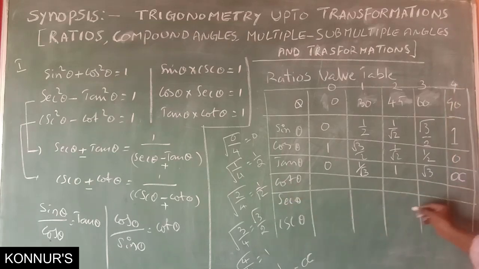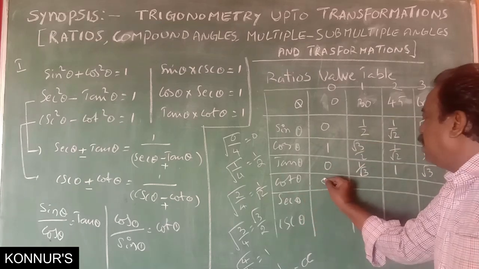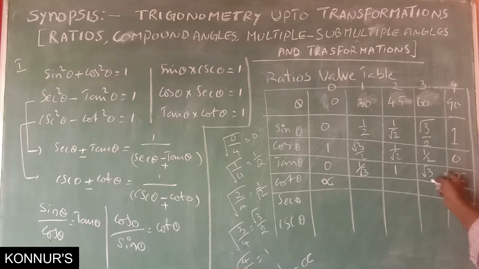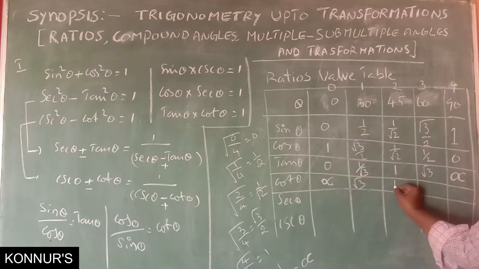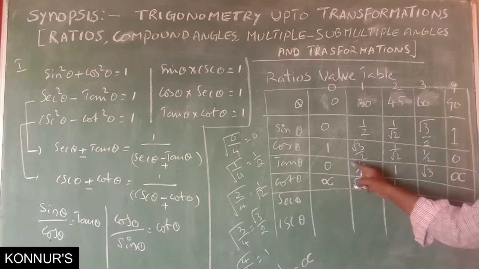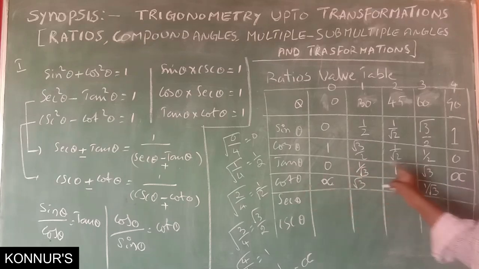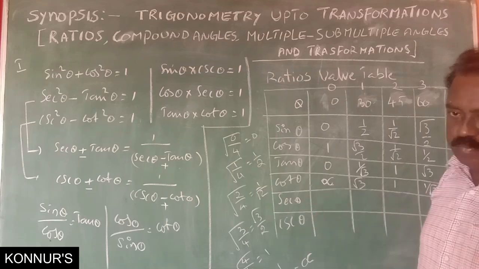Now in order to get the cot value, again it is reversed, just like sine and cos. Here it is infinity. Cot 0 is infinity, and cot 30 is root 3. Cot 30 is nothing but tan 60, root 3, and it is as it is 1. Cot 60 is tan 30, that is 1 by root 3, and cot 90 is simply tan 0. It is 0. Is it clear?